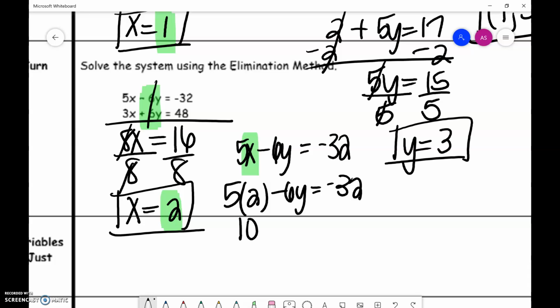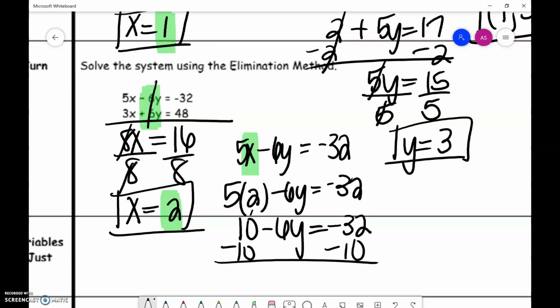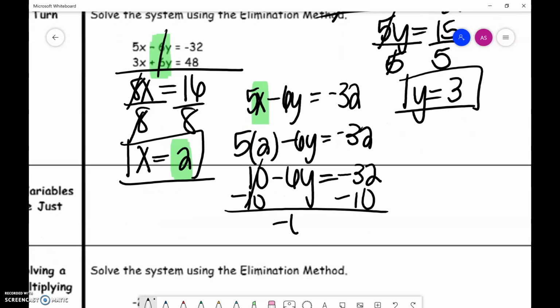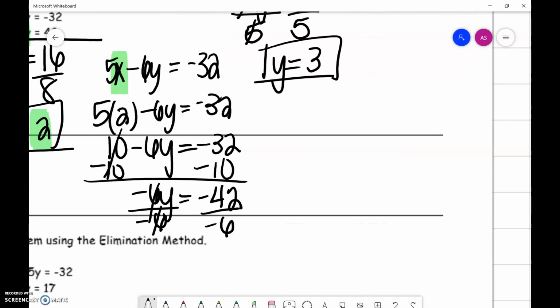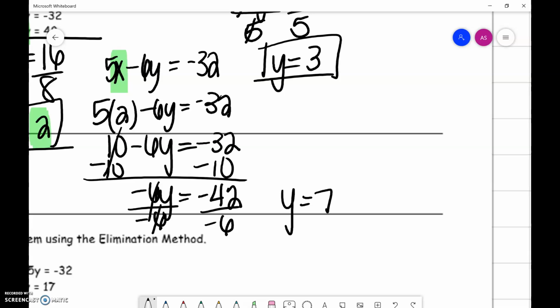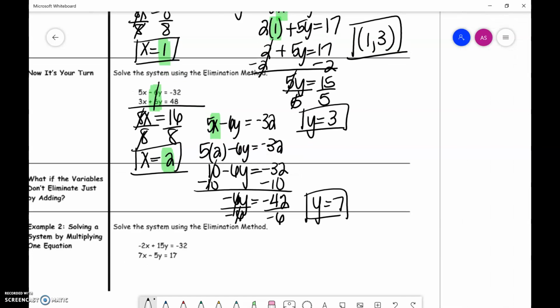I got 5 times 2, which is 10. Bring down everything else. Then I'm going to subtract 10 from both sides. I have negative 6y equals negative 42. And I divide both sides by negative 6, and I have y equals positive 7. Then I write that answer as a coordinate point. Excuse me for writing so messy. Y'all know I write all over the place. But the answer for the second one is 2, 7.